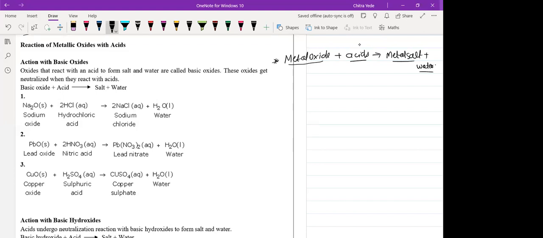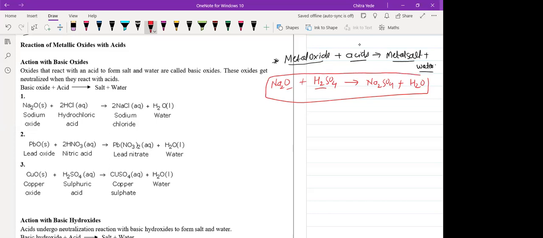I'm just taking one example of metal oxide, like sodium oxide, Na2O. And we have taken an acid; you can take HCl or H2SO4, anything. So I'm taking H2SO4 here. They produce sodium sulfate, Na2SO4, plus the hydrogen and oxygen react to form water, H2O, like this. Easy.